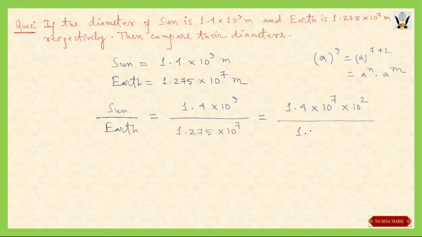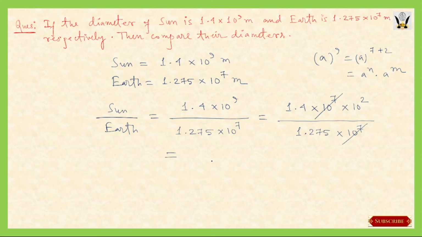And then in the denominator we have 1.275 and then 10 to the power 7. This factor is common in the numerator and denominator, so they will cancel each other, and that's why we split this 10 to the power 9 factor, as we wanted to cancel this factor from the denominator, and since 9 was greater than 7, we did this adjustment in the numerator. Otherwise we would have done it in the denominator if that exponent had a higher value than the exponent in the numerator.